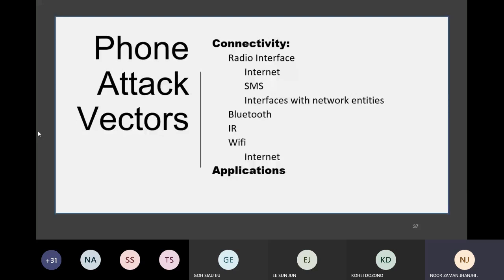Bluetooth, IR, Wi-Fi, Wi-Fi 6. Wi-Fi 6 is something very interesting, so we will discuss it in our upcoming classes. And the internet and other applications. There are many other vectors as well. So they are not only three vectors, they are the three major, main vectors actually. Then software updates and these things.